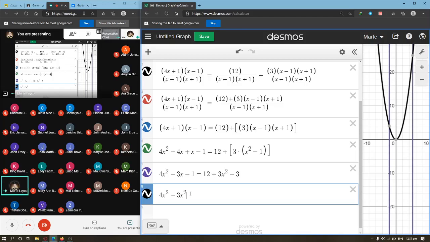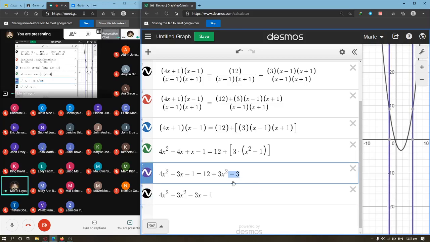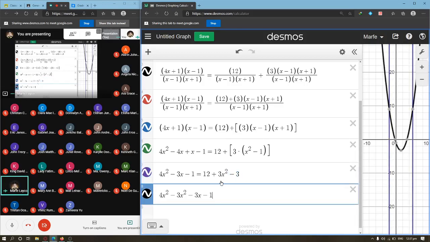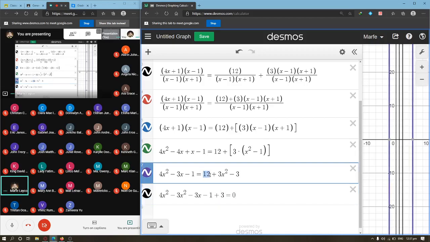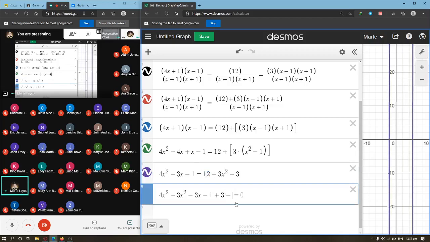Anong makukuha natin? Itong minus 3x. Next, meron tayong minus 1. Then, meron kang minus 3 dito. So, transpose plus 3 is equal to 0. So, nilipat natin lahat sila. Yung 12, ayan, meron pa palang 12. So, transpose din natin yung 12. Positive siya. So, magiging negative 12.